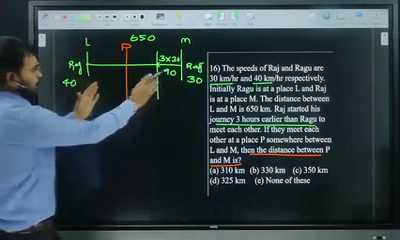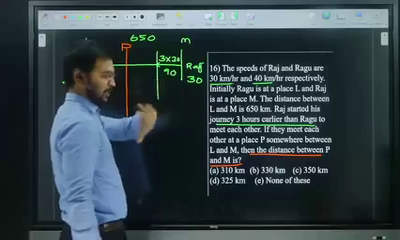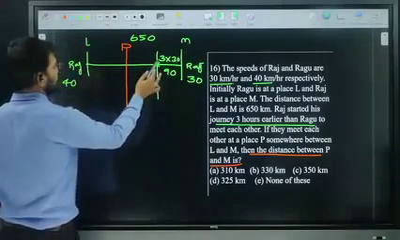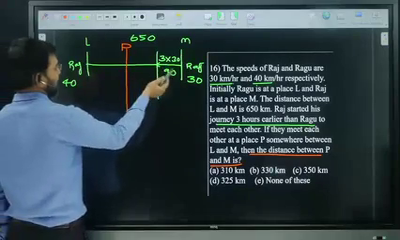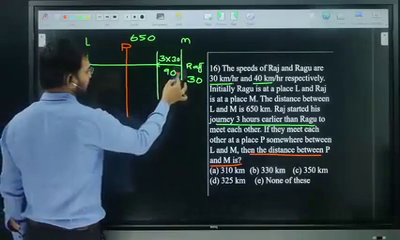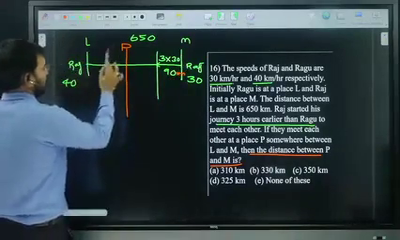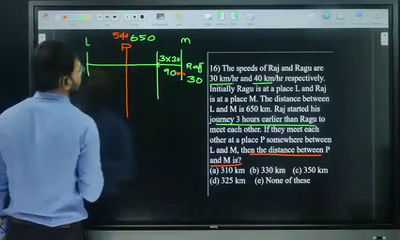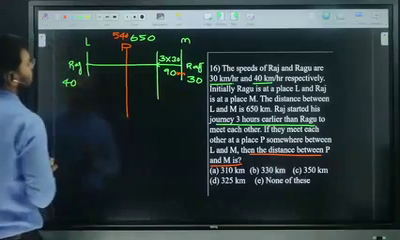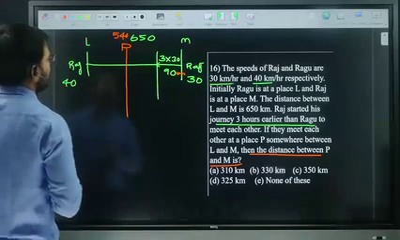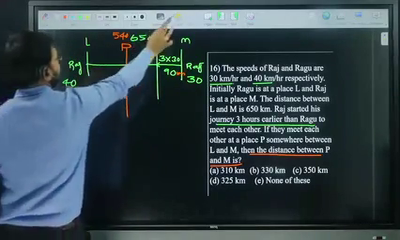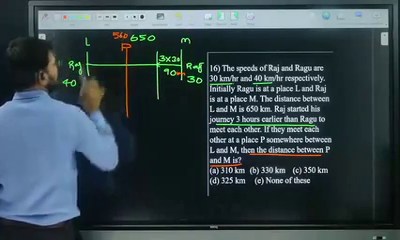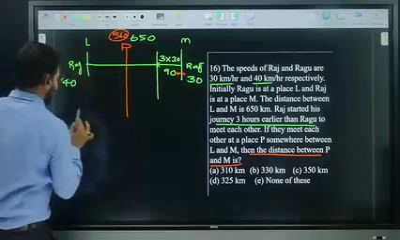This 90 kilometers is already completed. Now both are in motion. The remaining distance is what? After subtracting these 90 kilometers, the remaining distance is 540. Sorry, 560. If you subtract 90 from 650, the remaining distance is 560.